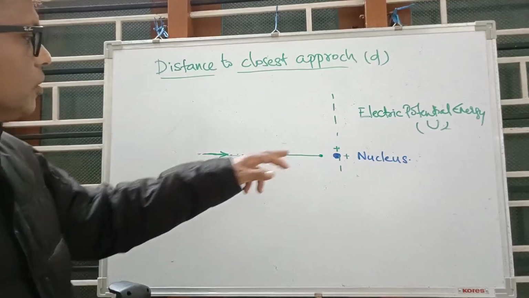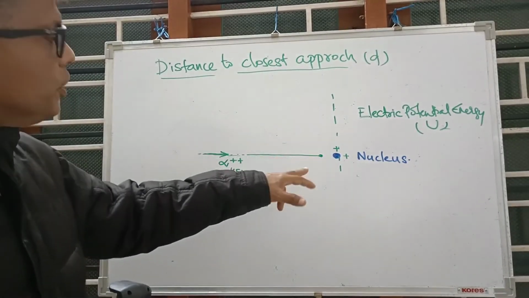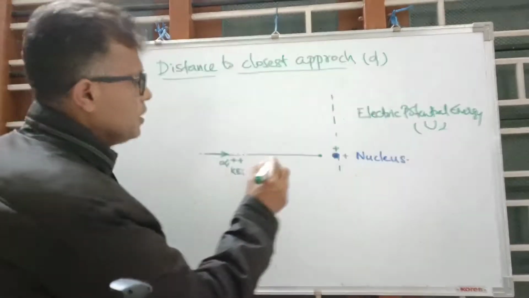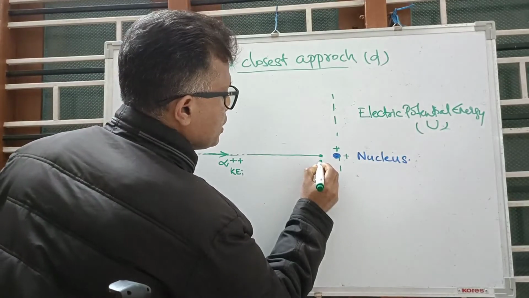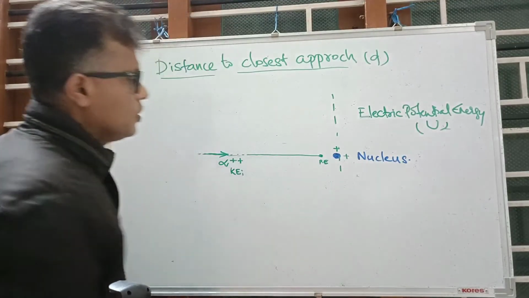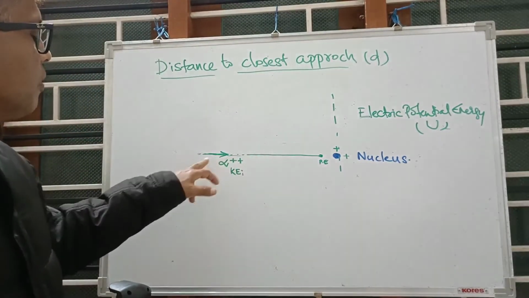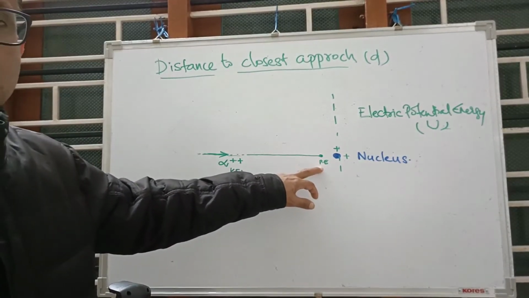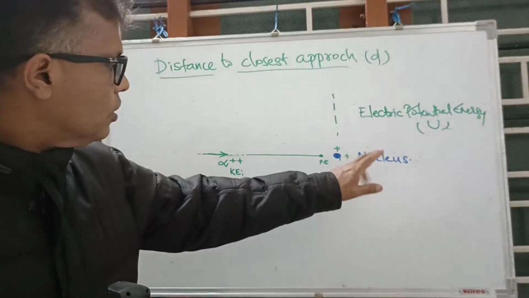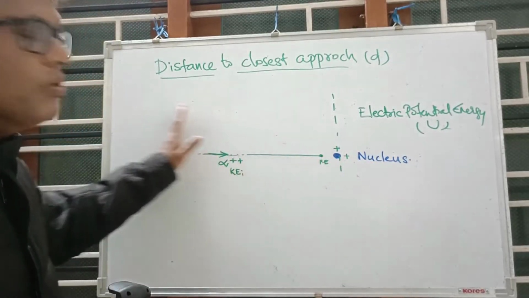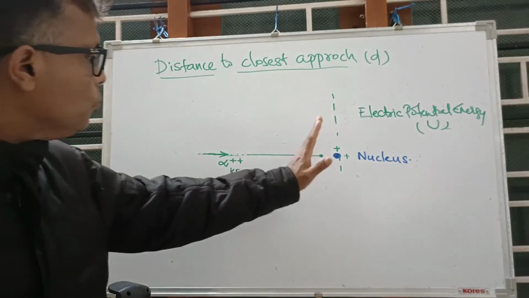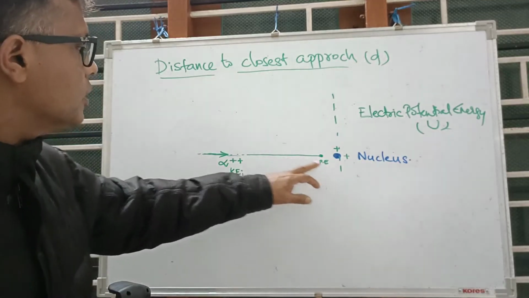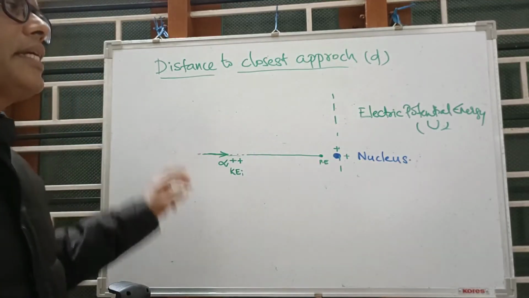stable. It is going to stay there. So at this point, it becomes potential energy. So the alpha particle's kinetic energy is transferred to the electric potential energy. So it will not go further. It is going to go backwards. So again, when it goes backwards, this potential energy is transferred to the kinetic energy.